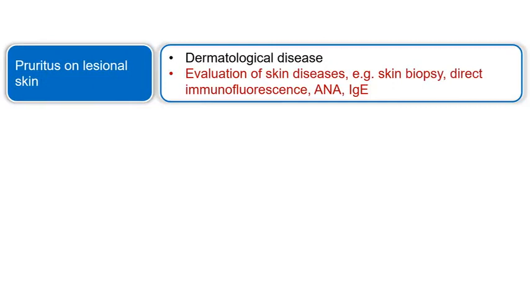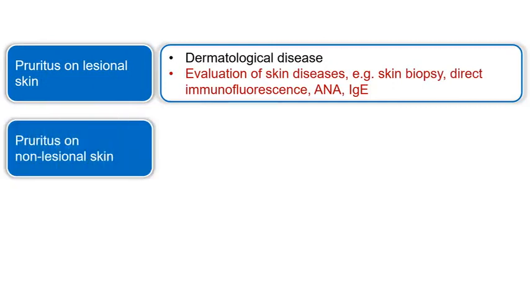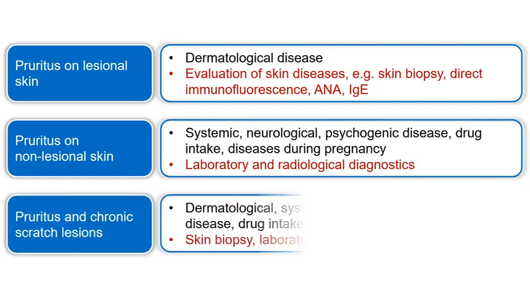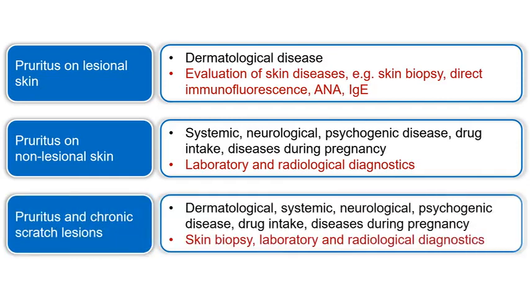If you have patients with pruritus on non-lesional skin, we have to do primarily laboratory and radiological diagnostics. Think about brachioradial pruritus, then you know why we have to do radiological diagnostics. And this is the most complex situation where we have chronic prurigo and we have to look for the underlying diseases, which might be everything.